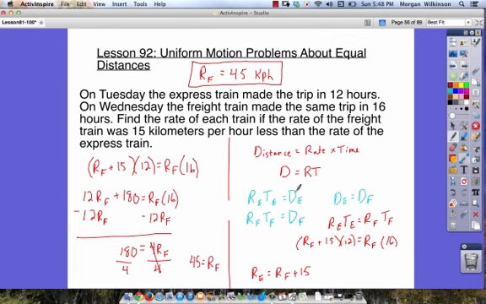So the rate of the freight train was 45. So 45 plus 15 gives us our final answer of 60. So we've got the rate of the express train. That's equal to 60 kilometers per hour. And we've got both of our answers. We've got one more problem in today's lesson. Let's look at it carefully.